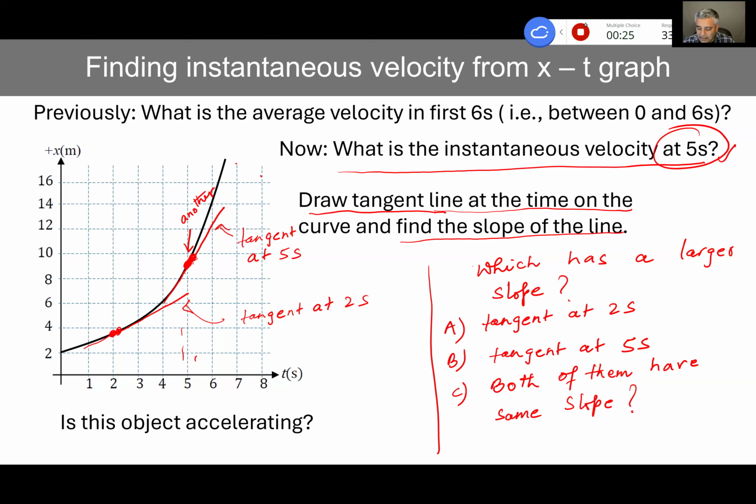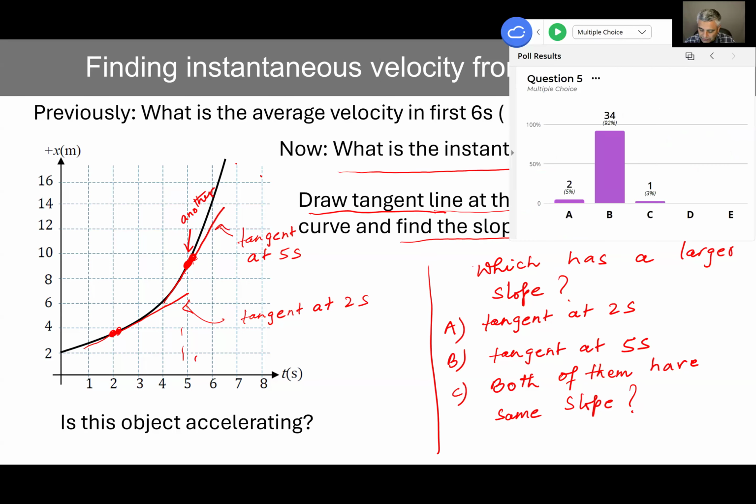Five more seconds. 5, 4, 3, 2, 1, and it stops. Okay. Let's see what we got here. So mostly B.